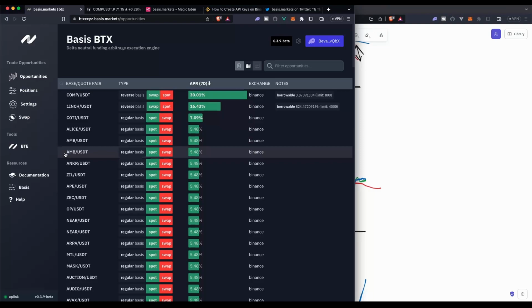Please ensure that you're aware of all of the documentation and the risks associated with interacting with basis markets. So that's all for now. Hopefully you guys found some insight into this and start to get basis trading with the BTX.